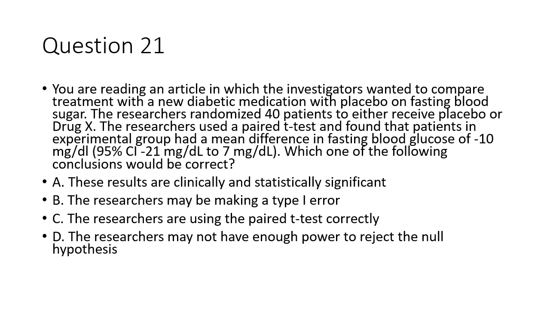So it would be A, the results are clinically and statistically significant. B, the researchers may be making a type 1 error. C, the researchers are using the paired t-test correctly. Or D, the researchers may not have enough power to reject a null hypothesis. Okay, so the actual correct answer is D, but let's work through and see why each one of these is either correct or incorrect here, okay?